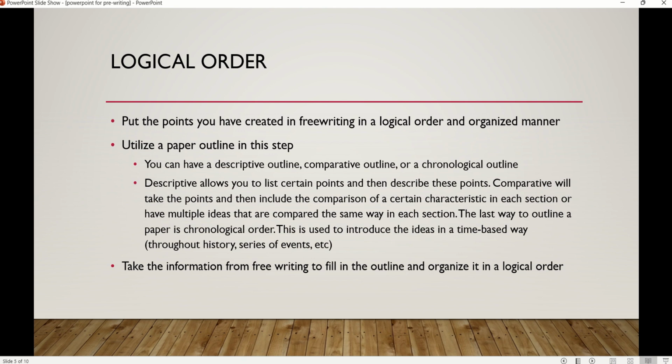Descriptive outlines allow you to list certain points and then describe these points. Comparative will take the points and then include the comparison of a certain characteristic in each section or have multiple ideas that are compared the same way in each section. The last way to outline a paper is chronological order. This is used to introduce the ideas in a time-based way, such as throughout history, a series of events, or something of that matter.